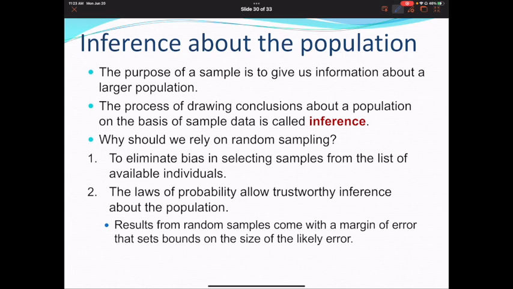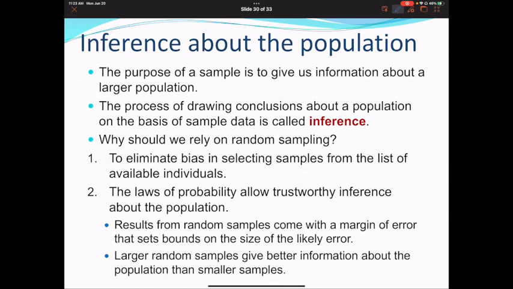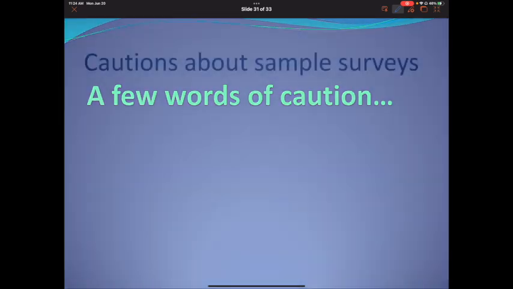Results from random samples come with a margin of error, right? We're going to learn how to calculate that later on. But they set bounds on the size of the likely error. And the larger your sample, the better information it's going to give you about your population than smaller samples. But lastly, a couple words of caution.